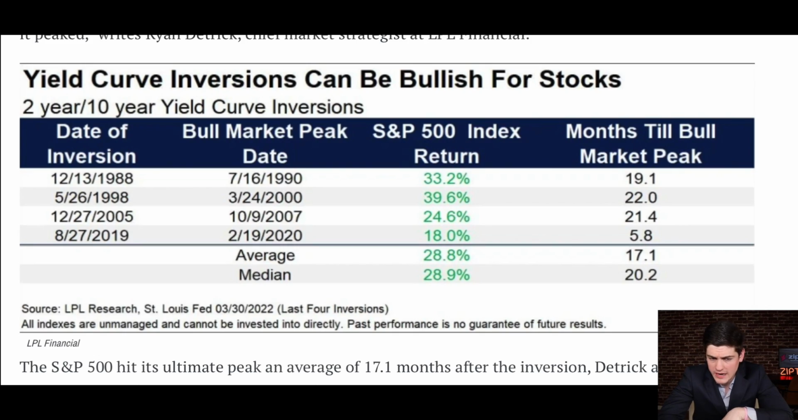Not to mention that the last 4 times we got an inversion, we saw an average of 28.8% returns in the S&P 500 after that to the peak.